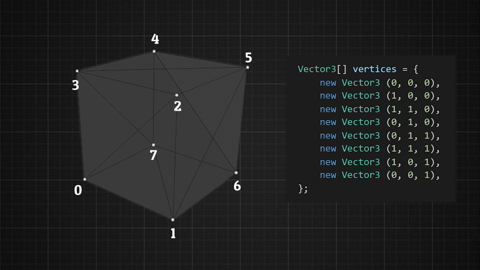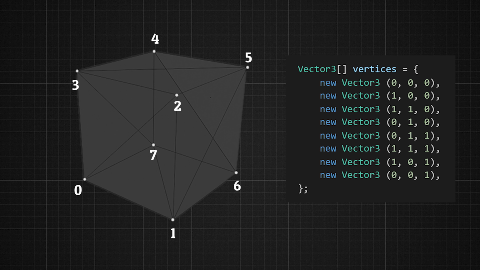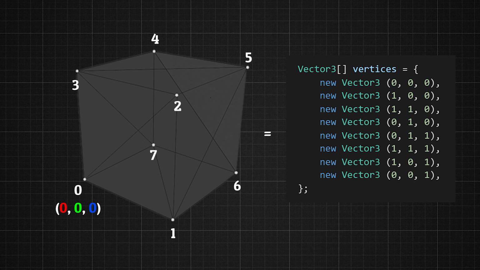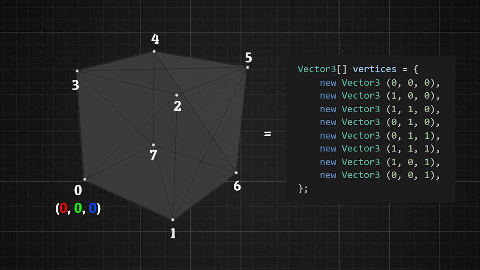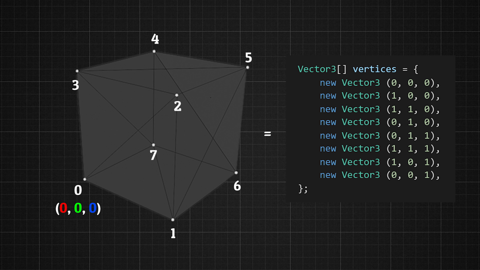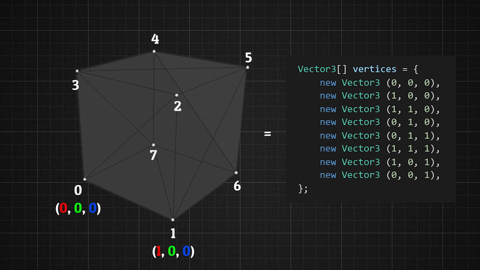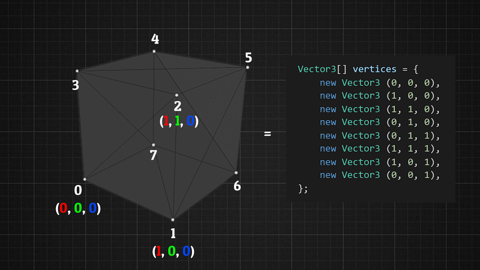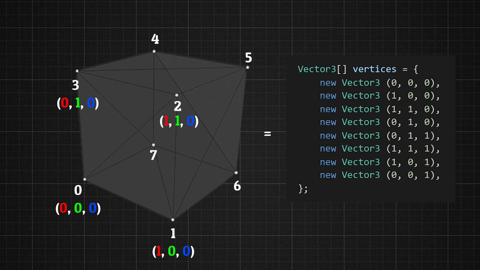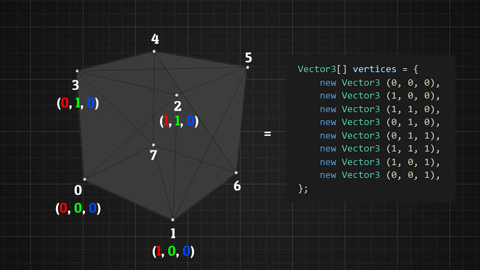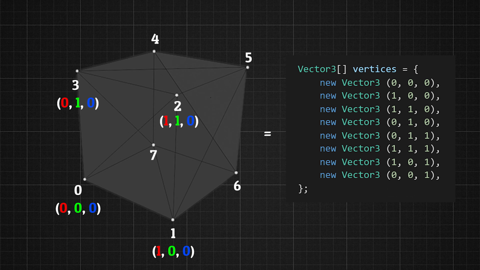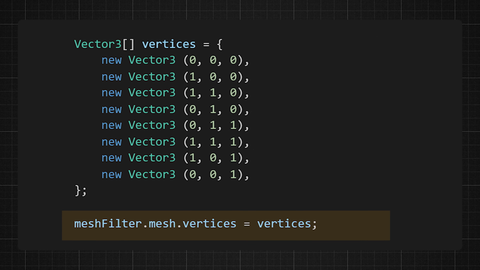Let's assume we want to position it at the world origin, so our vertex 0 is identified by position 0, 0, 0. Since the width of our cube is 1, vertex 1 will be at 1, 0, 0. Vertex 2 will be at 1, 1, 0. Vertex 3 at 0, 1, 0, and so on. Now we have the position of 8 vertices. We need to assign them to the mesh.